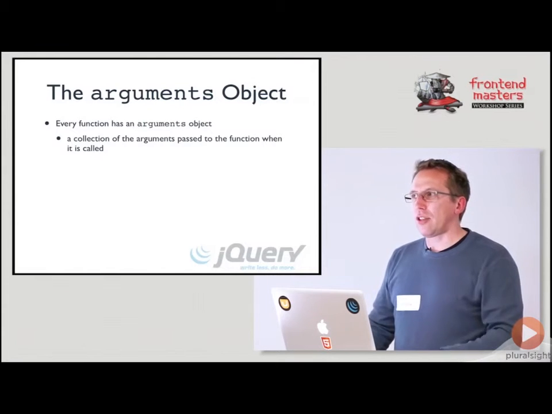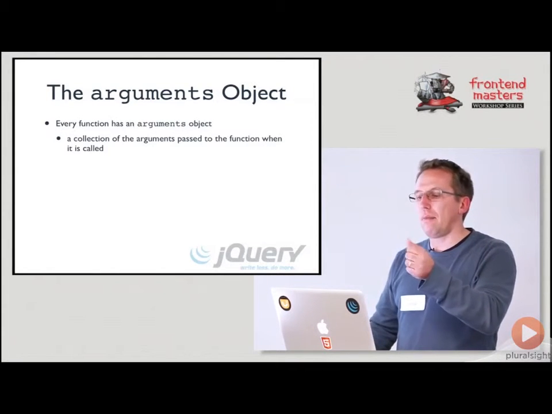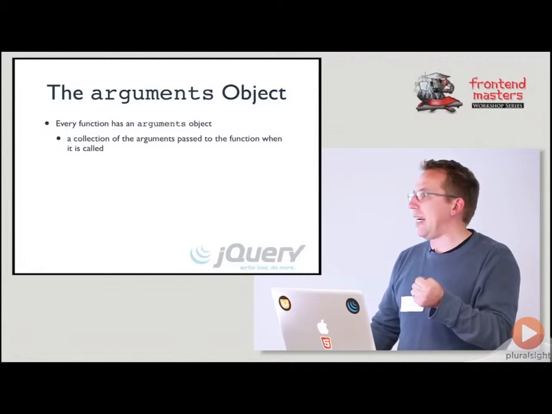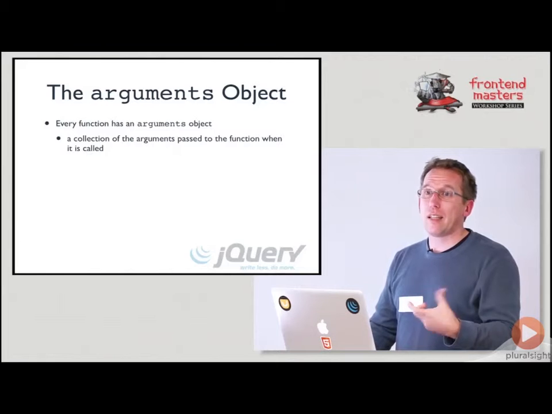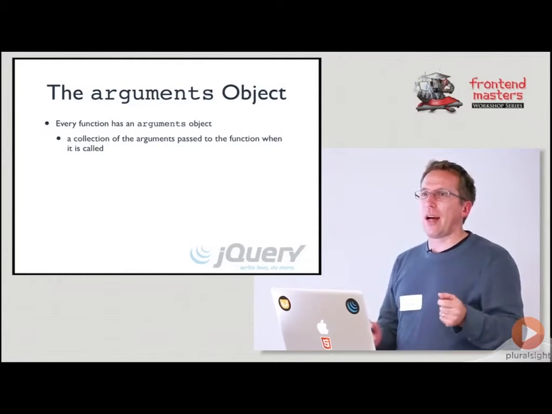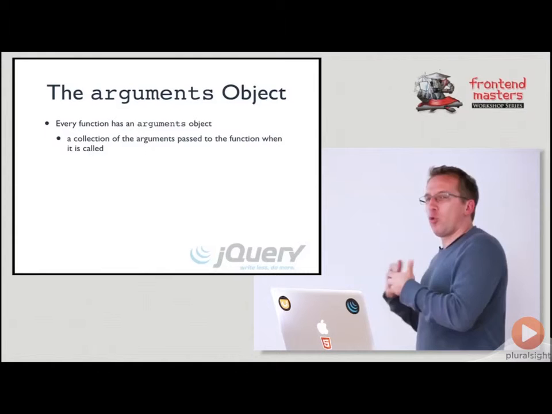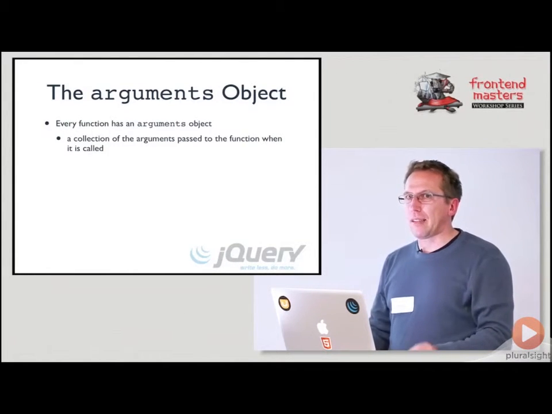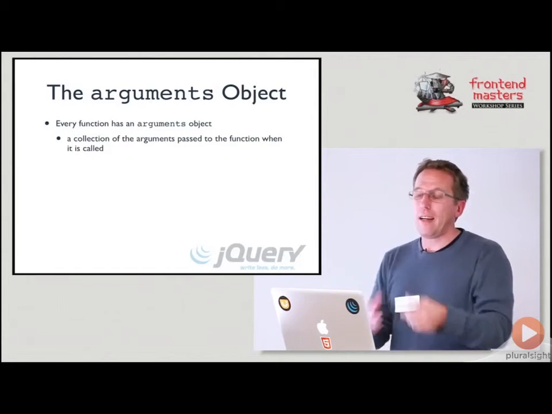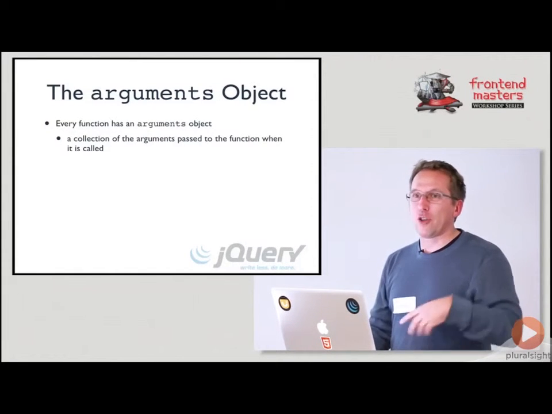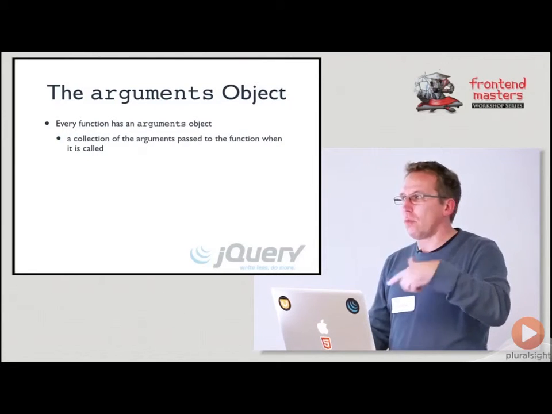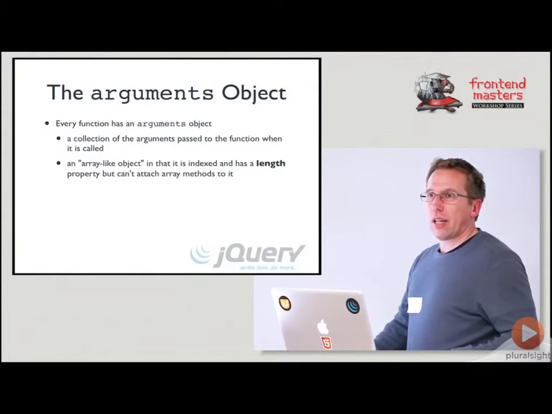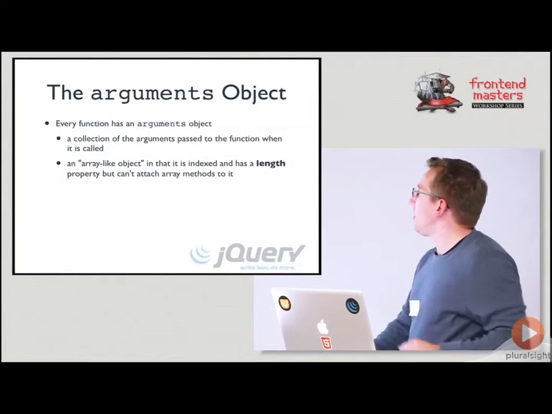So if I pass 1 and 2 in, the arguments object is going to be a collection, an array-like object that I can loop through. I can't apply other array methods to it unless I convert it to a true array. But I can loop through it and find out each one of those. So it has a length property, so it'll tell me how many arguments were passed in.